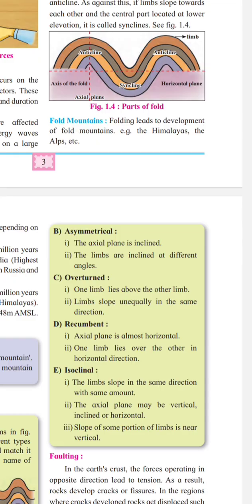Anticline: when the central part is raised upward and both limbs slope downward, the fold is called an anticline. It looks like an arc. Syncline: you can see a syncline on this side. When the central part is lower and both limbs slope towards each other, it is called a syncline. It looks like a valley. Remember, anticline is an upward fold and syncline is a downward fold.